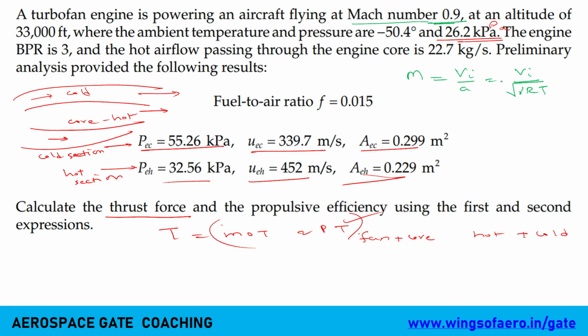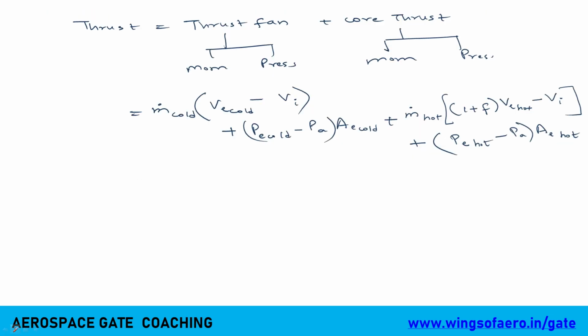Now Vi by root over gamma RT. Obviously you will use the ambient pressure and temperature over here. Gamma value we will take as 1.4, R we will take as 287, and you know the Mach number, so you can find Vi. Vi is known, that is one of the common parameters. Now, apart from these parameters, the pressure thrust part is done for both sides, the U part is done. Now we have to take care of the mass flow rate. Now you see here what are the requirements.